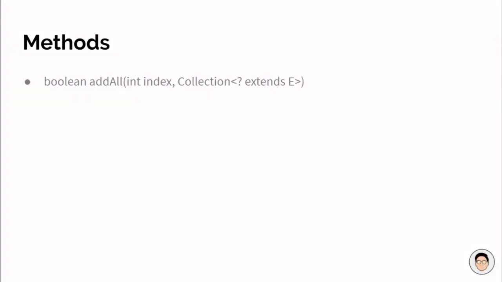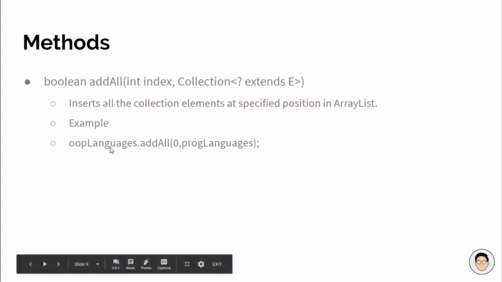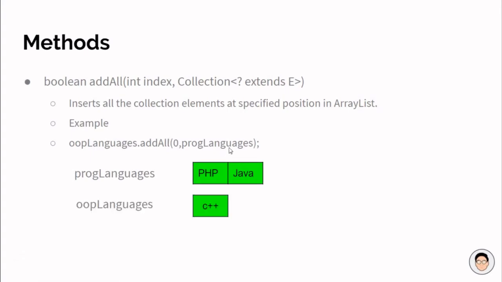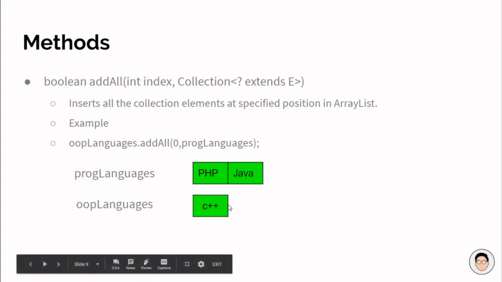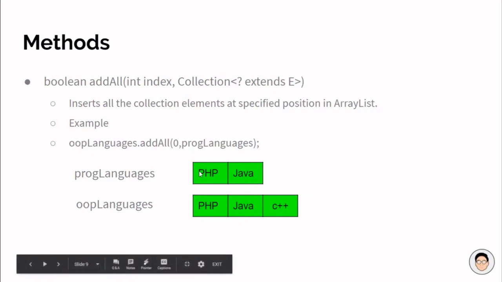Fourth method, boolean addAll(int index, Collection<? extends E>) inserts all the collection elements at the specified position in the ArrayList. For example, here we are going to insert programming languages in object-oriented programming languages at position 0 rather than at last. Values for both ArrayLists before this statement gets executed are shown here. Whenever this statement gets executed, C++ is right-shifted by 2 positions, and then PHP and Java are inserted. Again, the insertion order will be based on the previous collection.